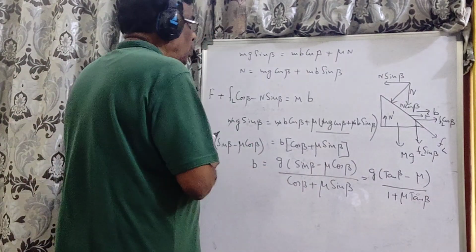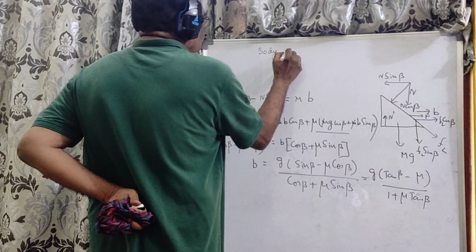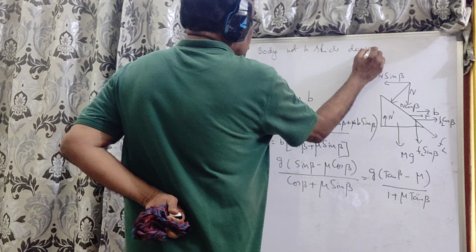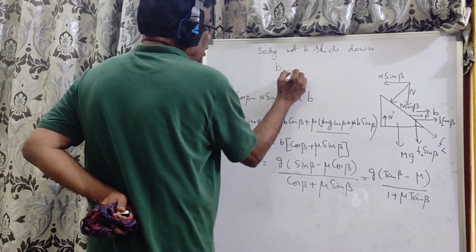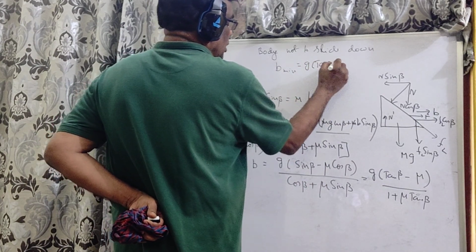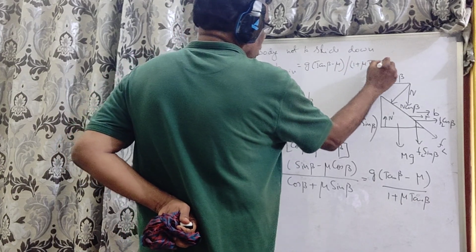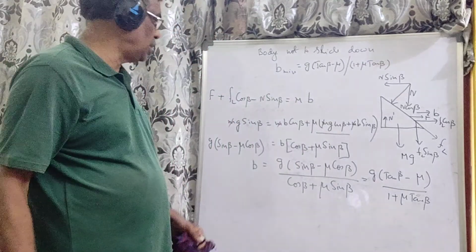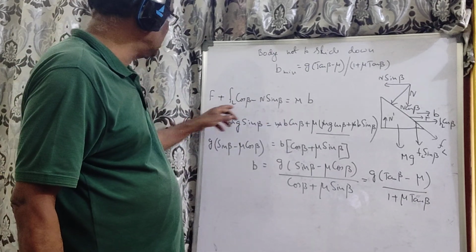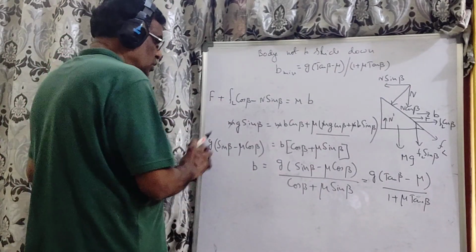So, for the body not to slide down, B minimum is equal to all this: G into tan beta minus mu by 1 plus mu tan beta. B minimum, right? And once you get the B minimum, you can substitute in this N and this F also, you will get. I'll give you that also here for you.